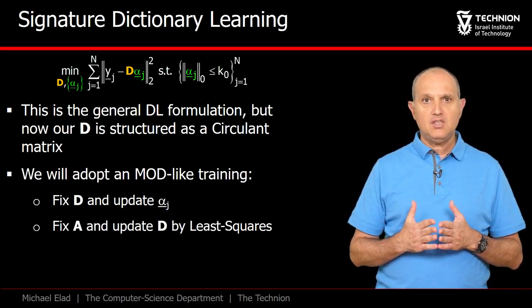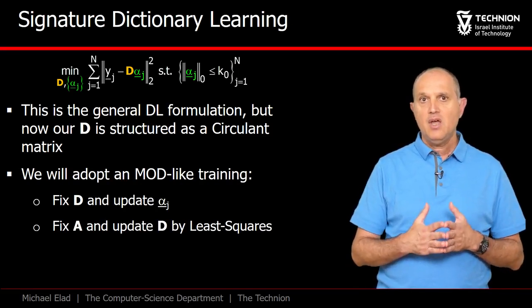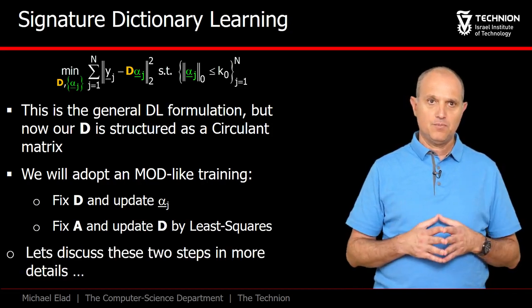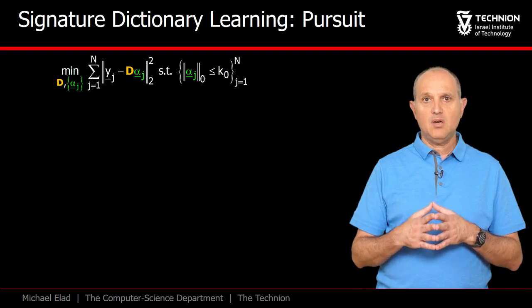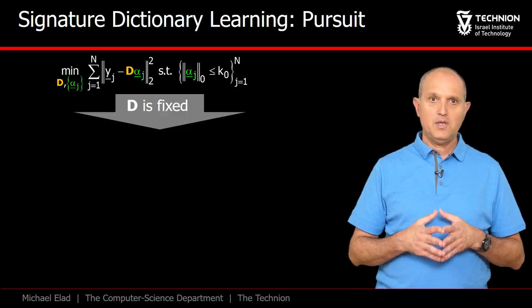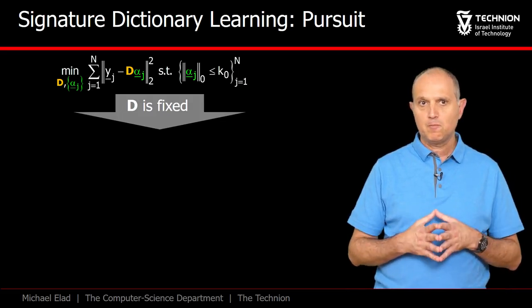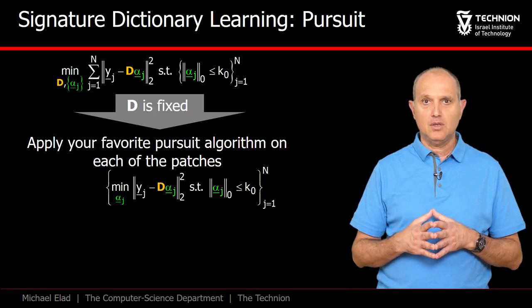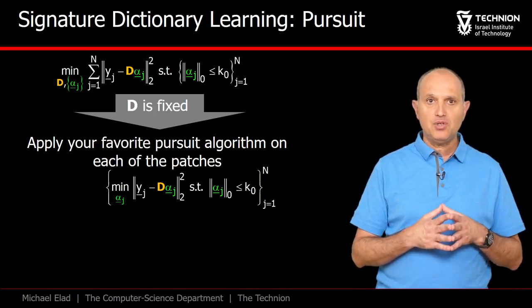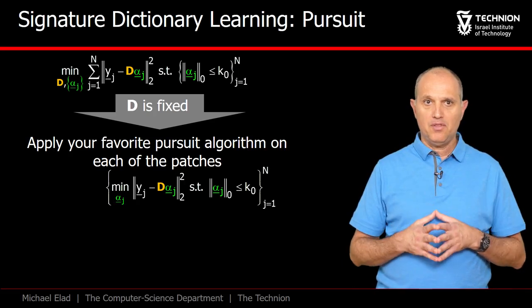We are about to suggest an MOD-like algorithm in which we iterate between pursuit that estimates the representations, alpha j, and the dictionary update stage. Let's dive into these two steps. The pursuit is the easier part in our story. We assume that D is fixed, and we are after the update of the alphas. As always, this breaks down into individual pursuit tasks, each done for a patch from the training signal, and we have the freedom to choose the algorithm.